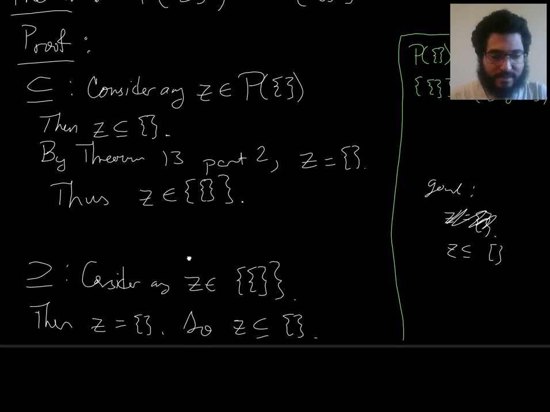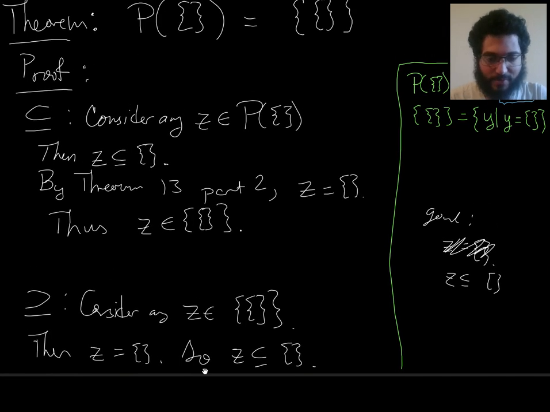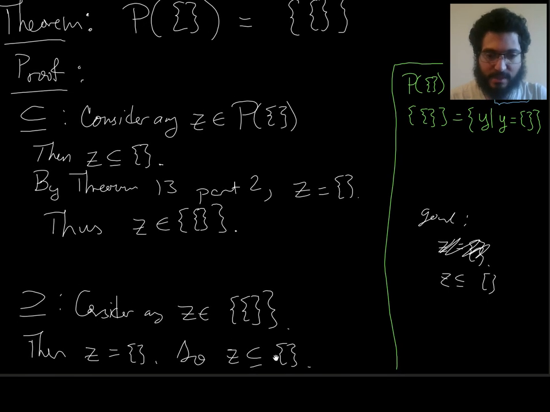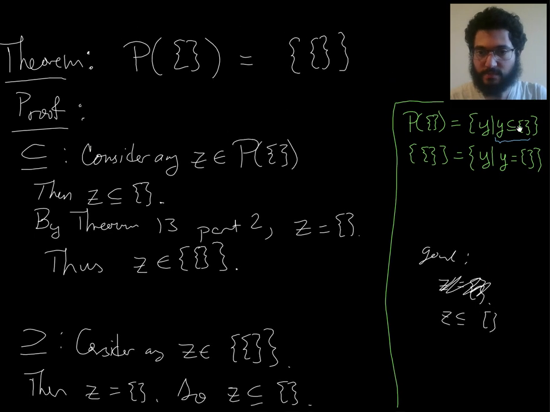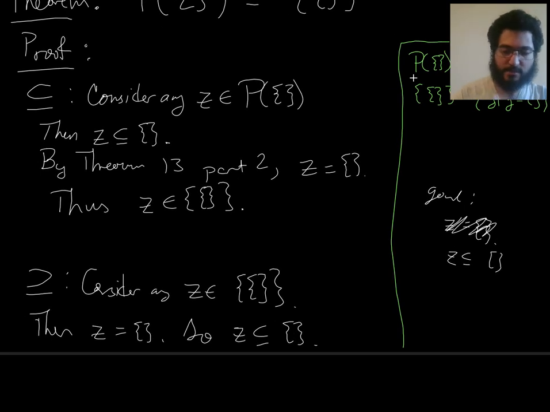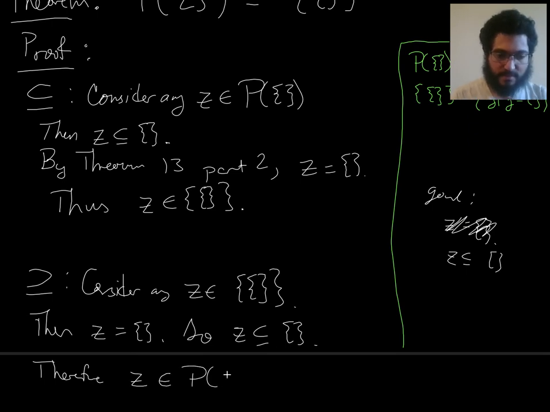All right, enough rambling. Where are we here? Are we finished? Almost. z is a subset of the empty set. That was our goal because that's what we need in order to prove that z is an element of this left-hand side. So then, by axiom 5, which I don't need to mention, therefore z is an element of the power set of the empty set.